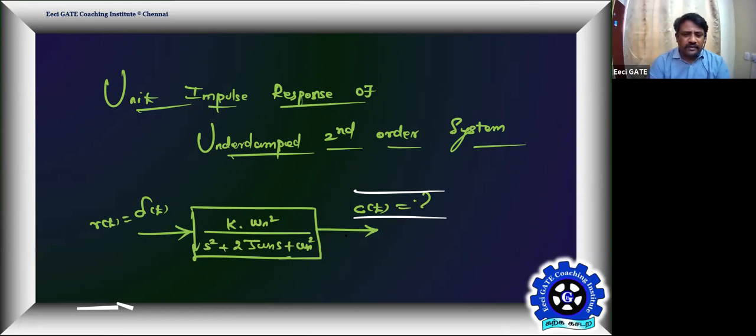That's the response, the reaction of your underdamped second order system, with zeta between 0 and 1 as the condition. And you know the pole locations, one pole here, another pole here roughly. Yes, we need to get the response.